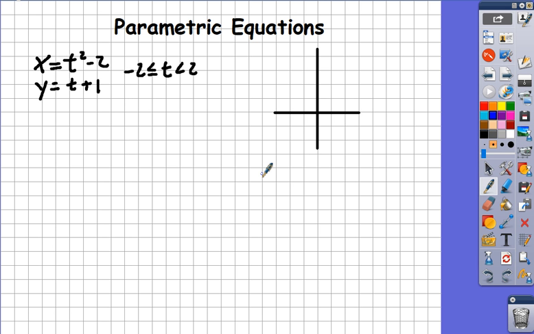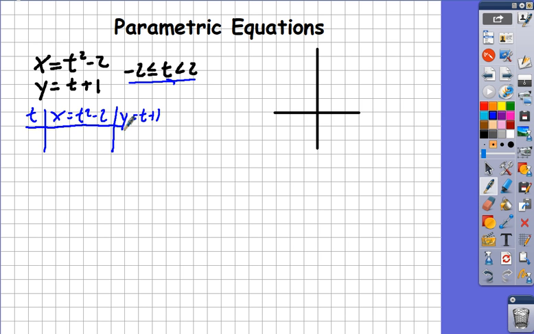So in this case, we've got x equals t squared minus 2 to tell us where the x portion of our graph is, and y is equal to t plus 1 to tell us the y portion of our graph. And we're only going to graph t values from negative 2 to 2. So what we're going to do is make a t, x, y table. And we're going to want to remember what x is. x is t squared minus 2, and y is t plus 1.